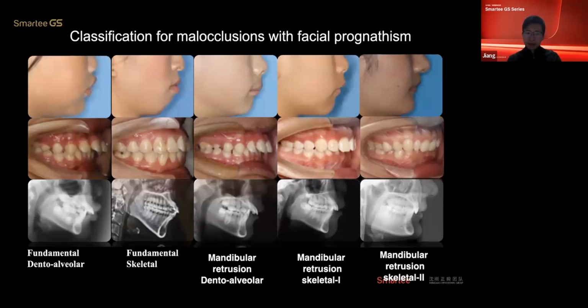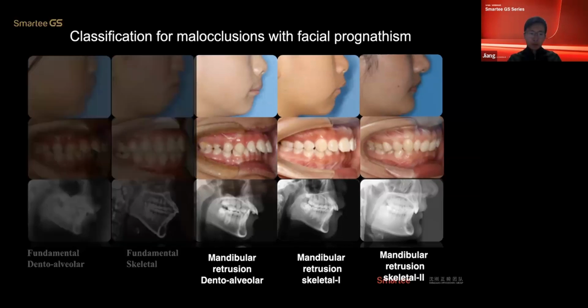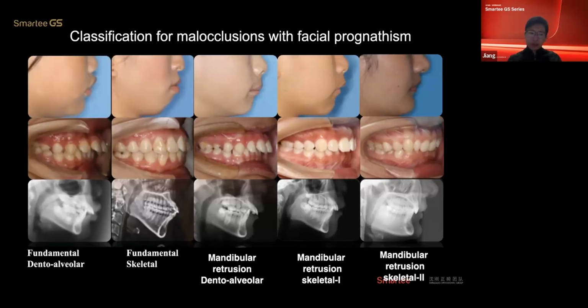They are called fundamental dental alveolar, fundamental skeletal, mandibular retrusion combined with dental alveolar, mandibular retrusion combined with skeletal subtype 1, and mandibular retrusion combined with skeletal subtype 2. So what does it mean? Let's have a description. The first is fundamental dental alveolar.